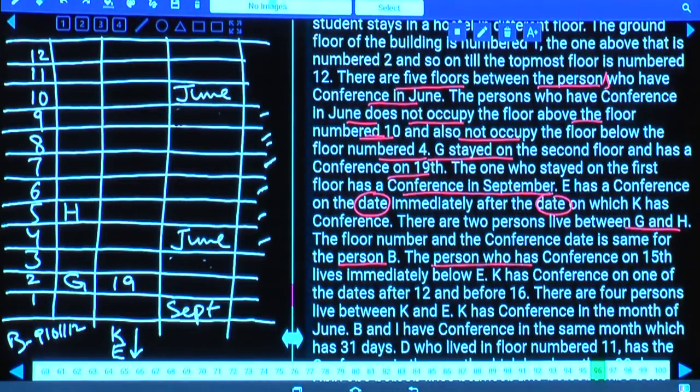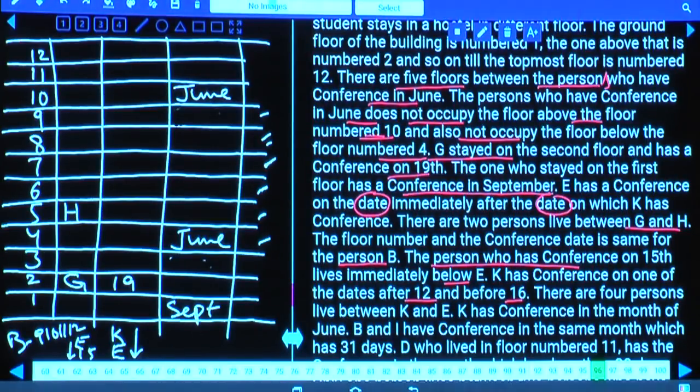And the person who has a conference on the 15th lives immediately below E. 15th is immediately below E. Immediately below E, who is that person? 15th is immediately below E. K has a conference on one of the dates after 12 and before 16. K is after 12, before 16, it must be 13, 14, 15. Hence K must be what? K must be either 13, 14, 15.